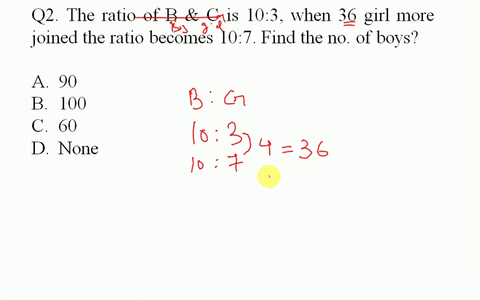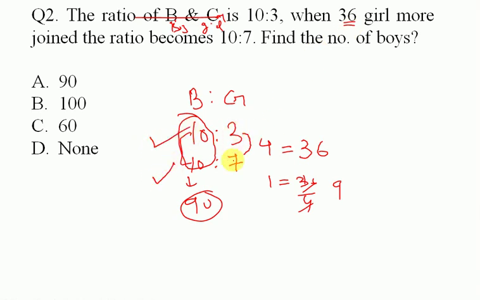What is 1 equal to? 36 by 4, that is 9. If 1 is equal to 9, what is 10 equal to? 10 is equal to 90. Why 10? Because the number against the boys is given as 10. Again I will repeat: there is a change in the ratio because of girls, boys are constant. How much is the change? 4 is the change, so 4 is equal to 36. If 4 is 36, 1 is equal to 9. If 1 is 9, 10 is 90. So answer A is the right answer.